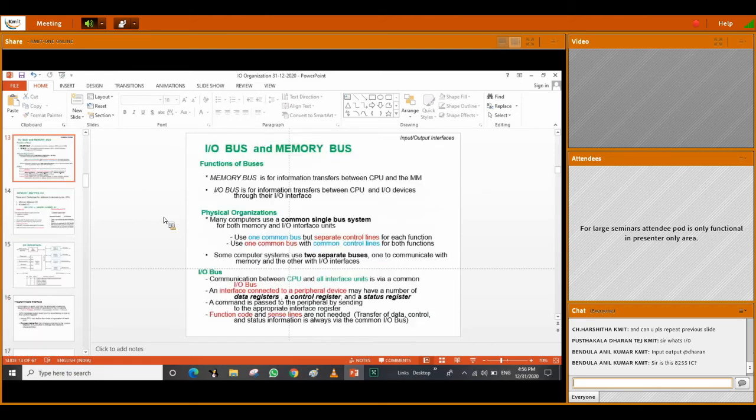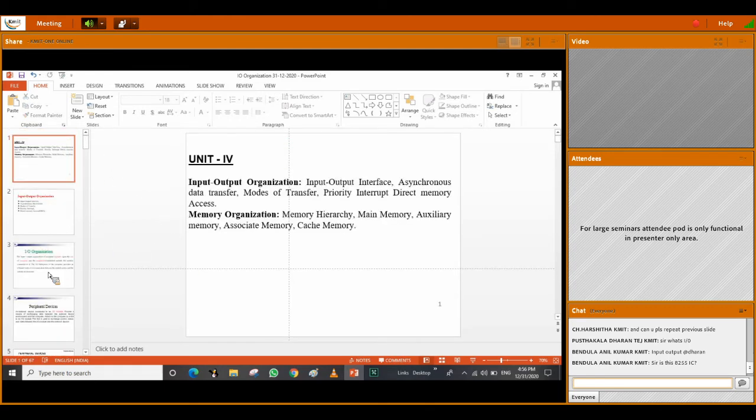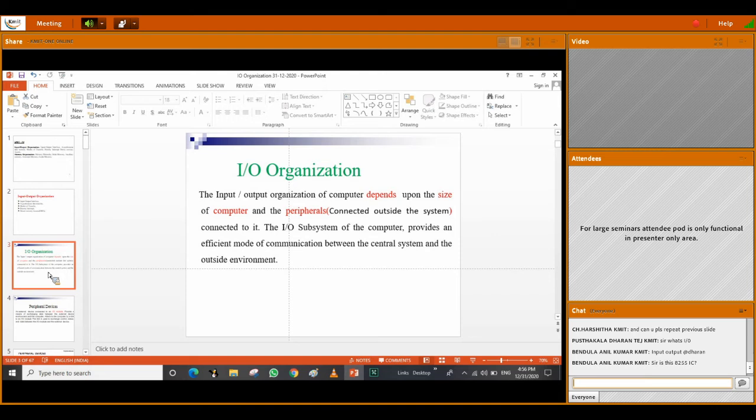And again, from the first, what is IO organization? The input output organization of a computer depends upon the size of the computer and the peripherals connected to it. The IO subsystem of the computer provides an efficient mode of communication between the central system, nothing but the CPU and main memory, and the outside environment.